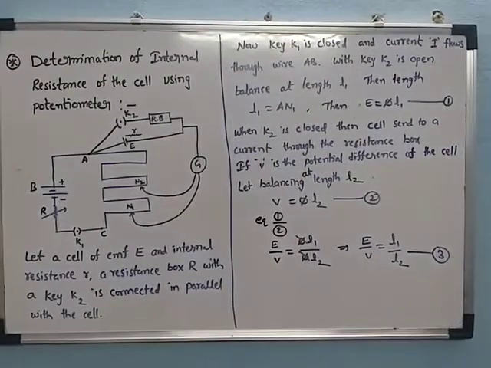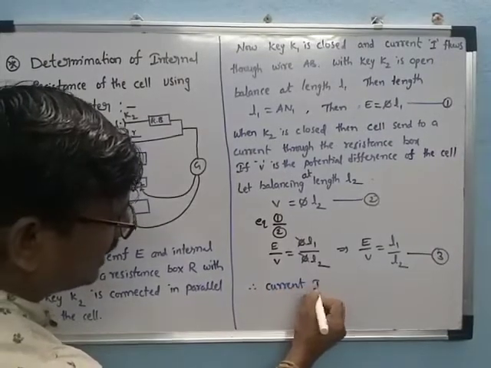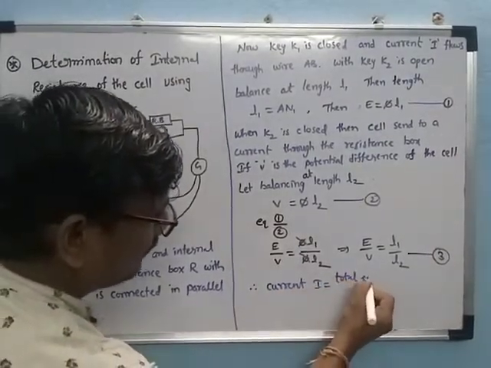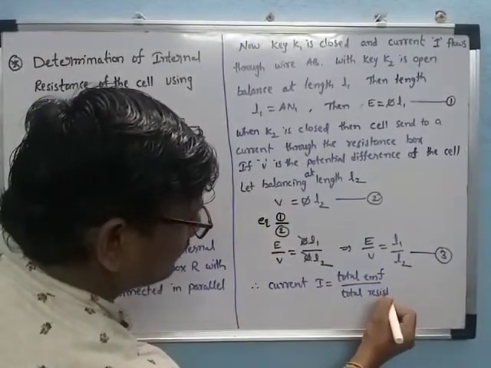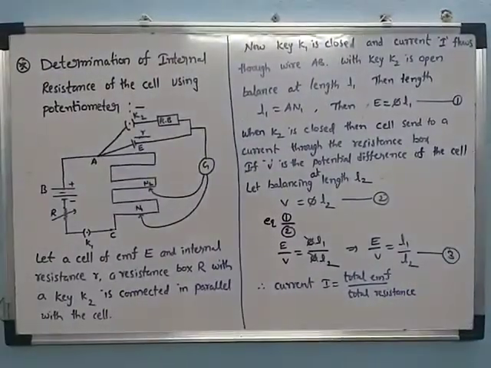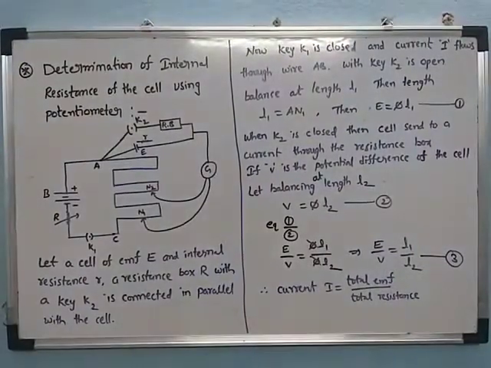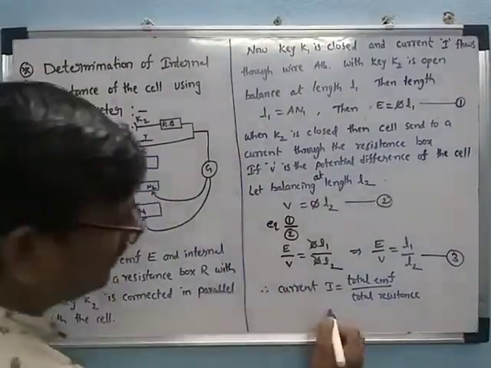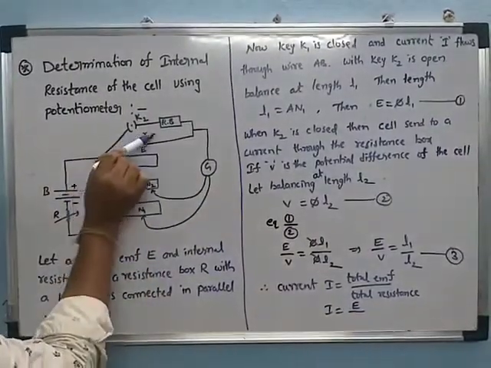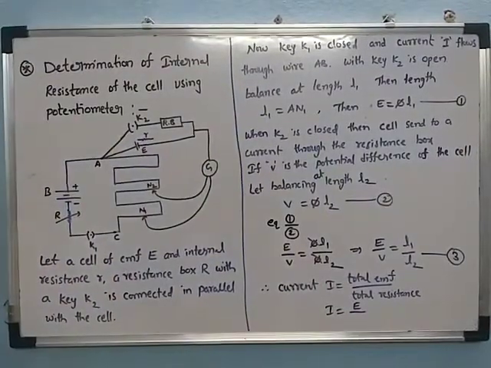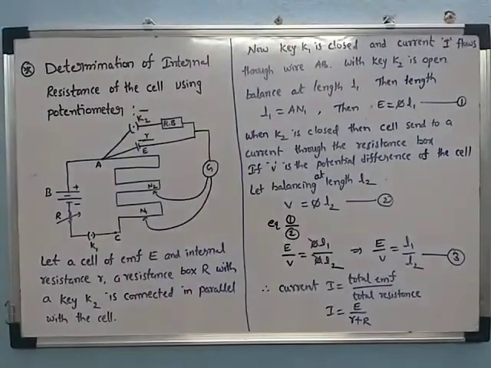See here, the current. What is the formula? Current I is equal to total EMF by total resistance. Now here, in total EMF, what is there? Only the cell EMF, denoted by E, by total resistance, the internal resistance and here the resistance box, that is the external resistance, small r plus capital R.